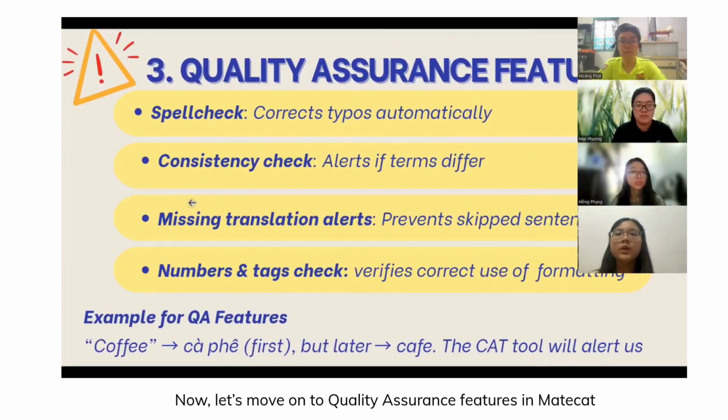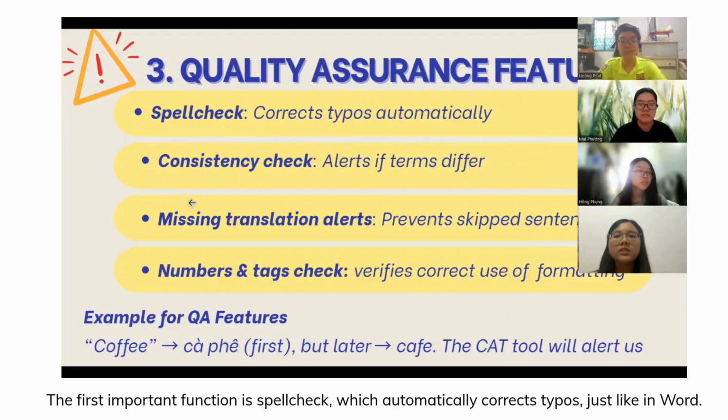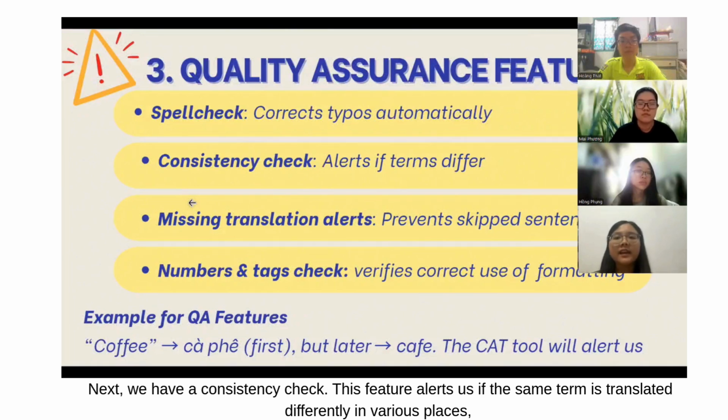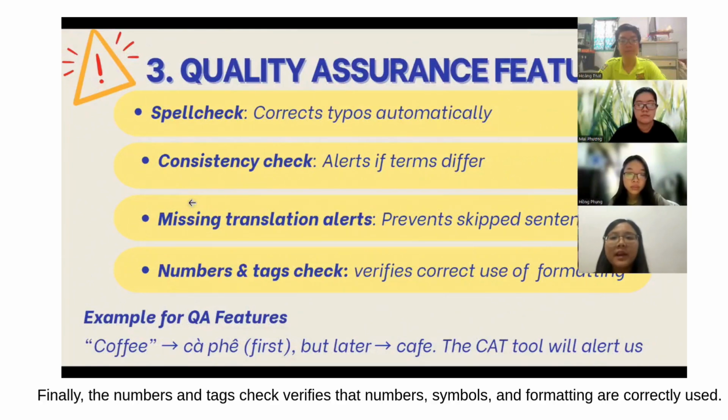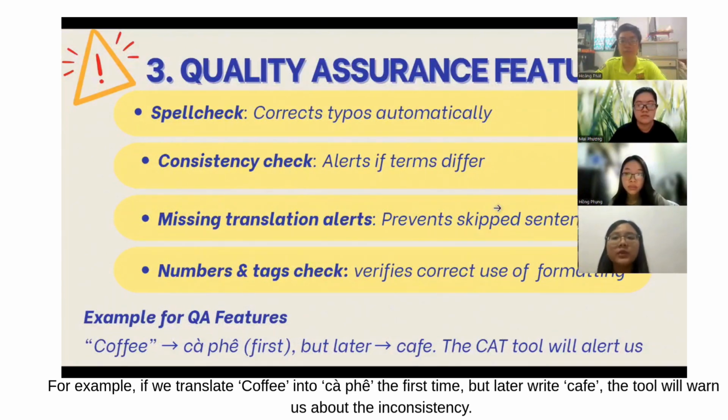Now let's move on to the quality assurance features in Matecat. The first important function is spell check, which automatically corrects typos, just like in Word. And next we have the consistency check. This feature alerts us if the same term is translated differently in various places. We also get a missing translation alert, which prevents us from accidentally skipping sentences. And finally, the number and tag check verifies that numbers, symbols, and formatting are correctly used. For example, if we translated "coffee" as "cafe" the first time, but later write "café", the tool will warn us about this inconsistency.